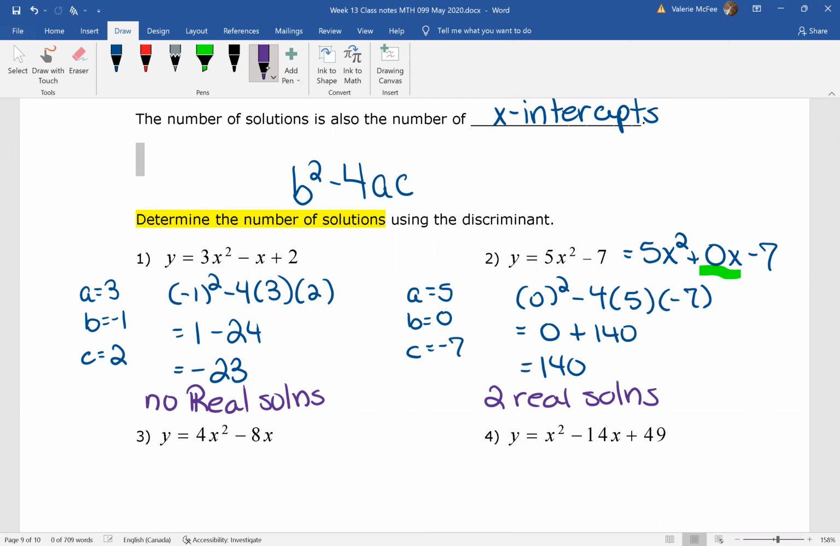Now, the square root of 140 is an irrational number. So we know that these are going to be irrational solutions. That means they'll still have a radical in them. We can probably simplify that radical, but there are 2 solutions. Pause your video, find the number of solutions in questions 3 and 4.